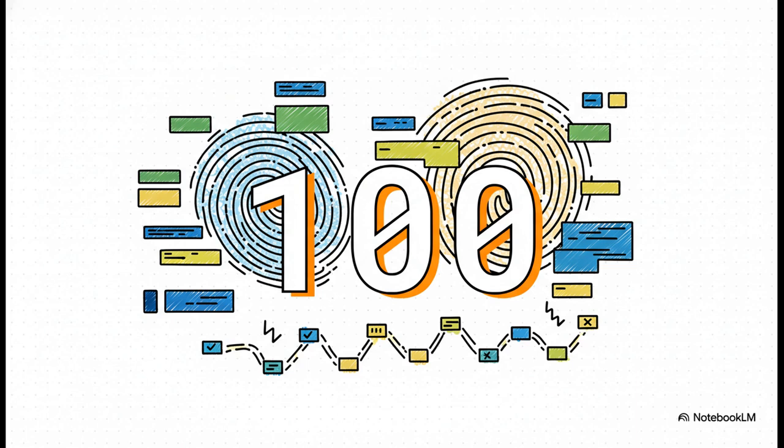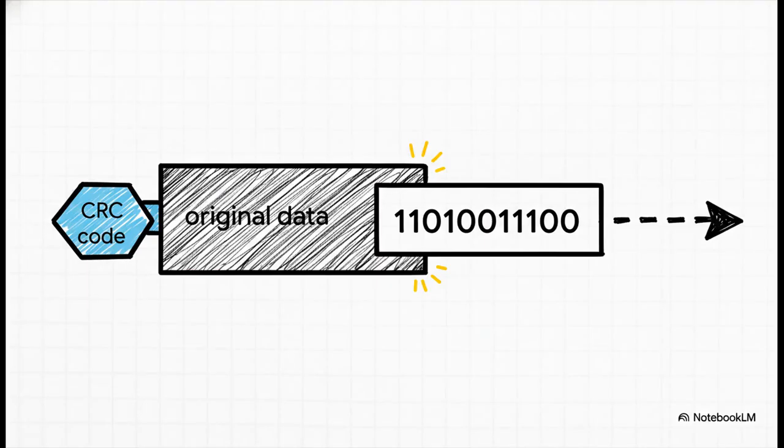And there you have it. This is our CRC code. This is the unique fingerprint for our data. Now, here's the clever part. The sender doesn't just send the original data. Nope. It takes that original data and sticks the CRC code, that 100, right onto the end. This whole package, the data plus the fingerprint, is what actually gets sent across the network.